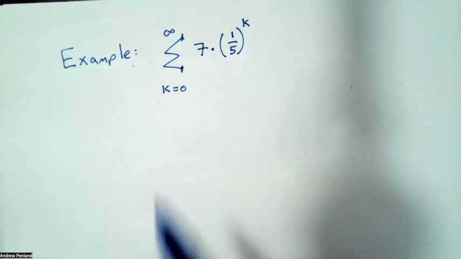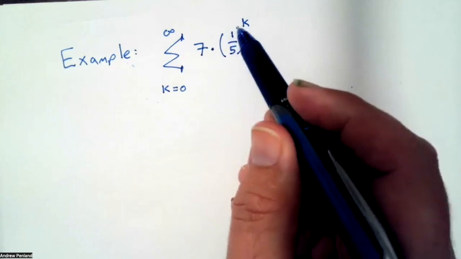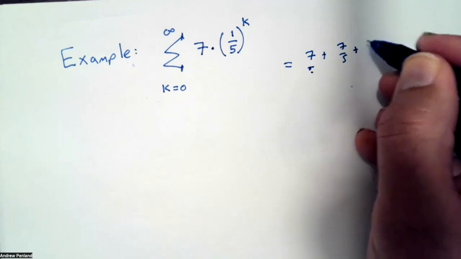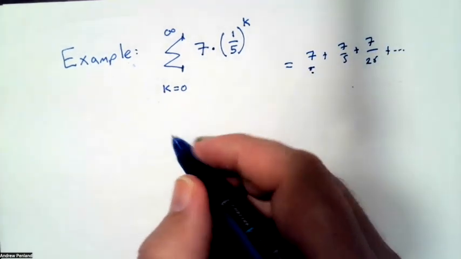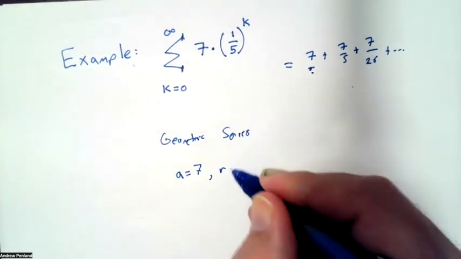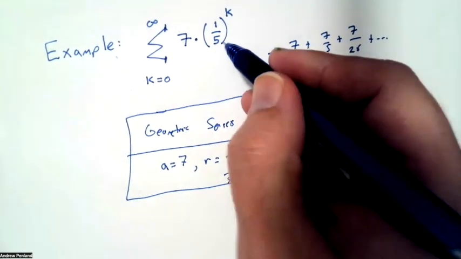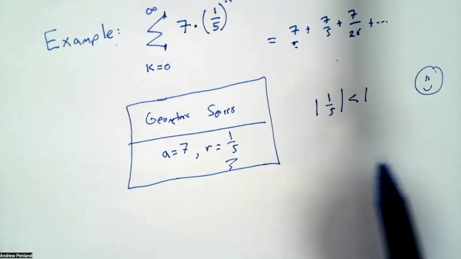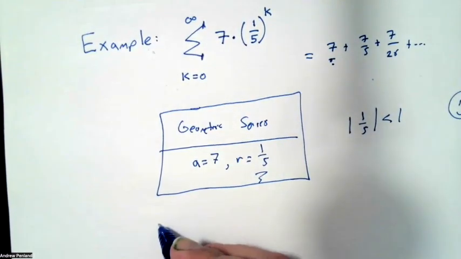As an example, consider the sum from k equals 0 to infinity of 7 times 1/5 raised to the k. This would look like, first of all, 7 plus 7 times 1/5 plus 7 times 1/5 squared, etc. I just keep adding these terms up. So this is a geometric series, with a equals 7 and r equals 1/5. And the important thing here is to look at this r, this ratio. The absolute value of 1/5 is less than 1. So by the theorem, this converges.